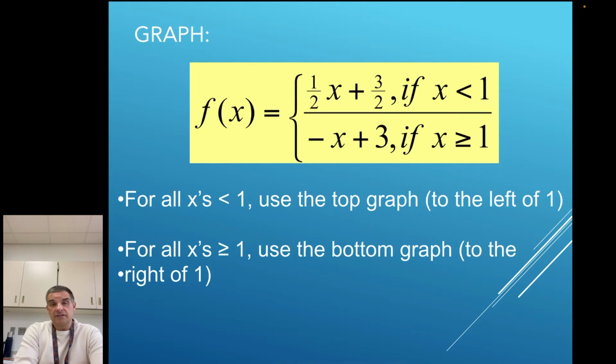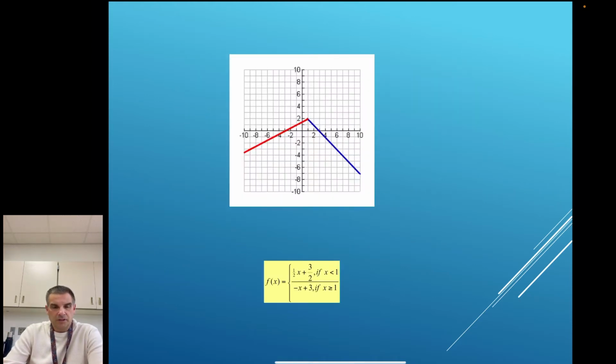So then, of course, we can graph these as well. If you can evaluate them, you can graph them. So if we're going to graph this, for that top one, for all x's less than 1, we're going to use the top graph. And we'll show you how to do that in a second. And then for all x's greater than 1, you're going to use the bottom. All of those graphs are just going to be to the right of 1 on that number line. So if we look at what this graph would look like, the red one is the top graph.